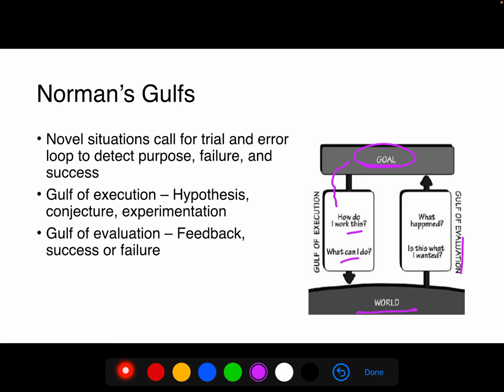So novel situations will call for this trial and error loop to detect purpose, failure, and success. This is something we have to keep in mind, and it runs into design inheritance. If you're dealing with design inheritance, people are not going to ask these questions. They're going to say, I know how to work this. Why doesn't it work? And that's going to be their process. So it's something to consider for us.